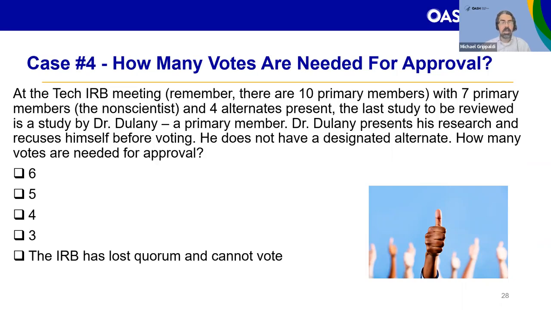So we have that 39% of you said 6, followed by 35% of you said 4, 16% said 5, and 8% said that we don't have quorum and that we can't have a vote.